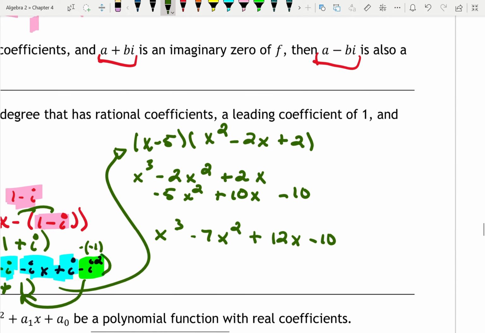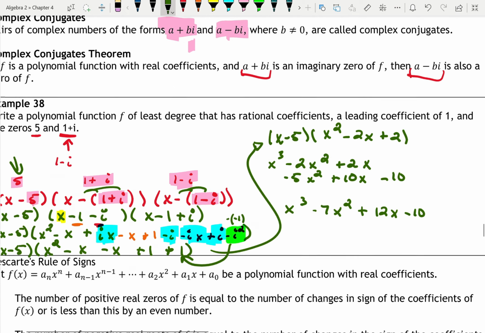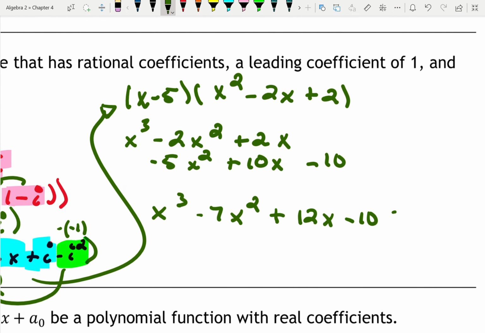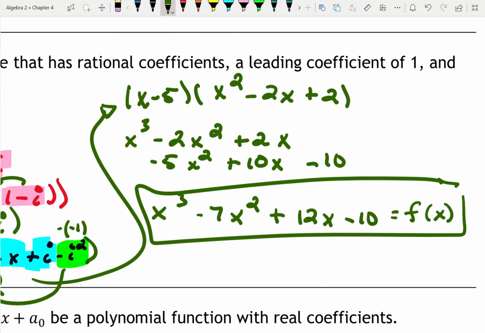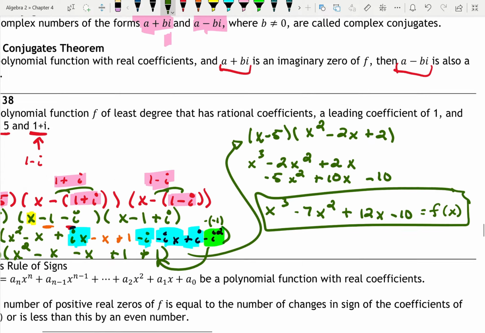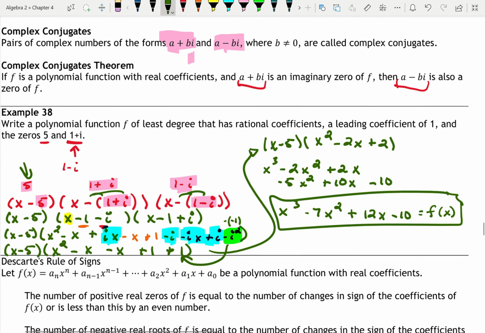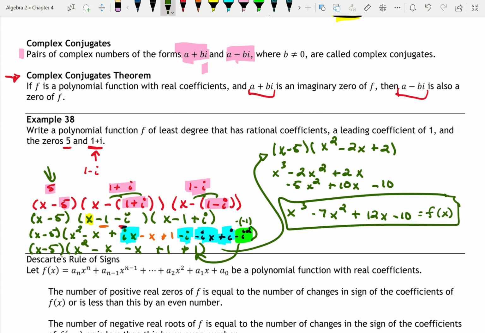And are we supposed to be writing a function? I think we are. Polynomial function f. So we're going to call this guy f of x. So there we go. That's number 38.